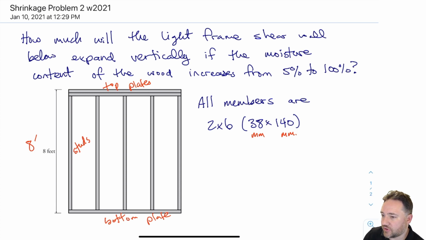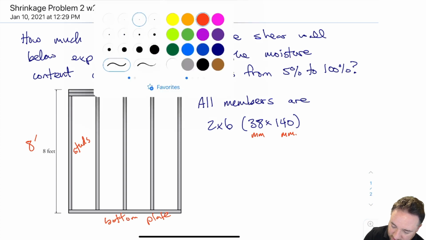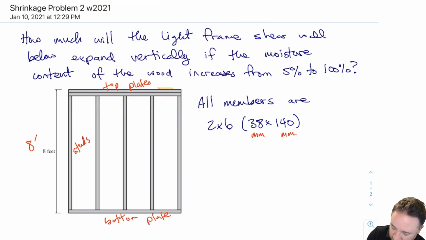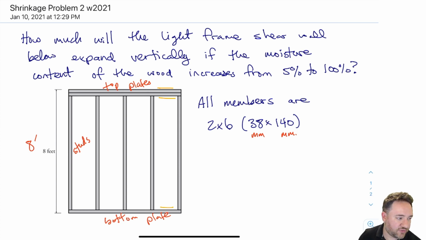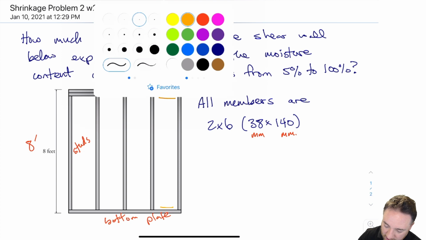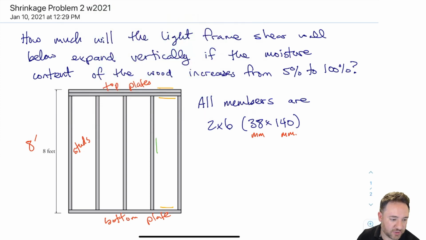We have horizontal members and we have vertical members. These orange ones are horizontal, horizontal, and horizontal. So we've got 3 different members that are horizontal, and 1 member which is vertical. If I'm looking at a vertical line, I have horizontal, horizontal, vertical, and horizontal. So I have 3 horizontal members and 1 vertical member along the height of this wall.